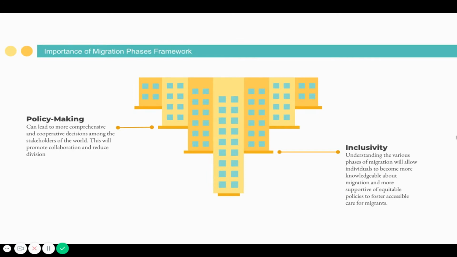The other is inclusivity. Understanding the various phases of migration will allow individuals to become more knowledgeable about migration and even more supportive of equitable policies to foster accessible care for migrants.